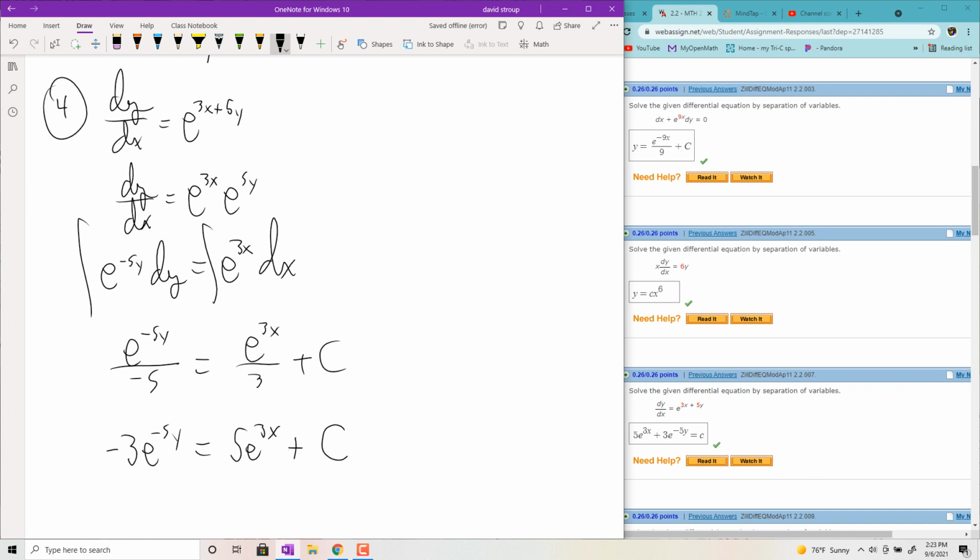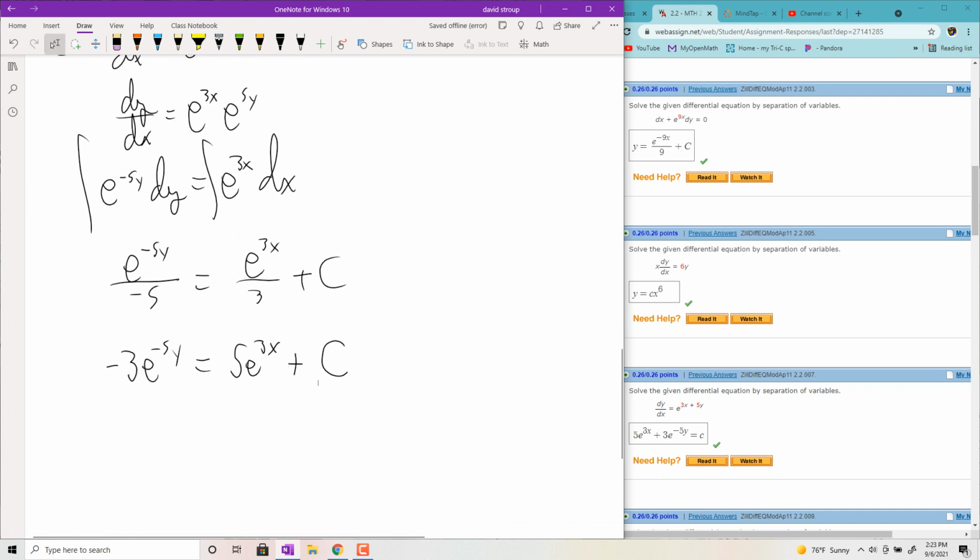And then you can move the 5e to the 3x to the other side if you'd like. So I have 5e to the 3x, then minus 3e to the negative 5y. Actually, it would be minus if you pull it over there, and then equals c. And then you could, if you want to, multiply both sides by negative. And that's what I have as my solution.